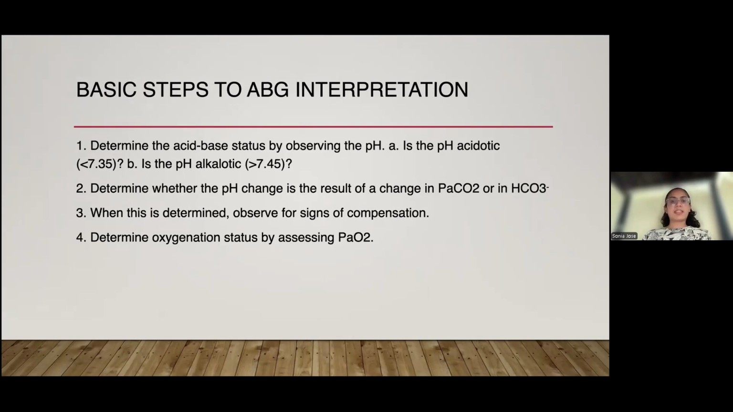So these are the basic steps to interpret an ABG. Determine whether it is acidotic or alkalotic. This is what we have been doing in the previous slides. Determine whether pH is a result of change in PaCO2 or HCO3. When this is determined, observe for signs of compensation and then determine the oxygenation status. Look at PaO2: mild, moderate, severe.